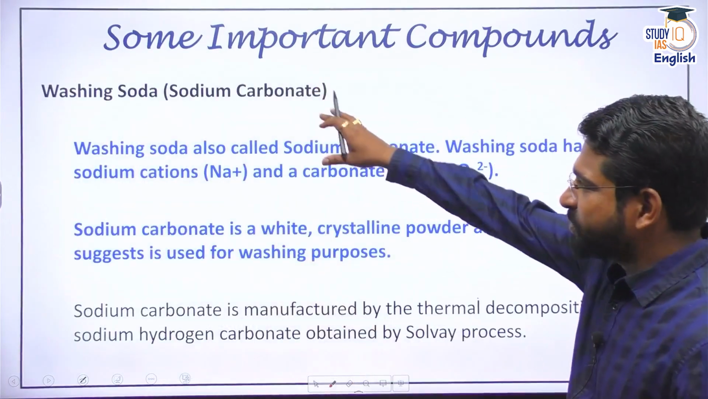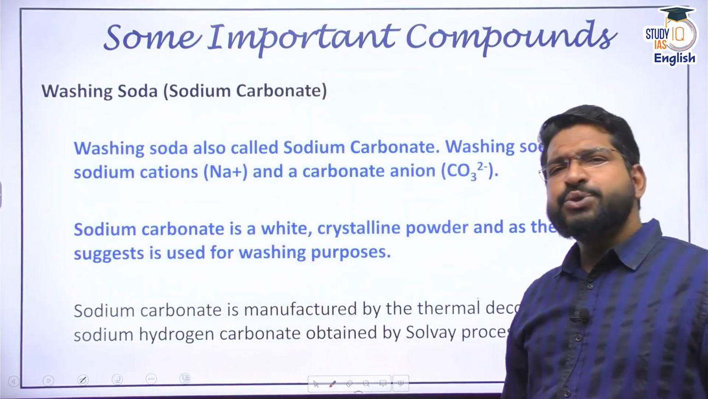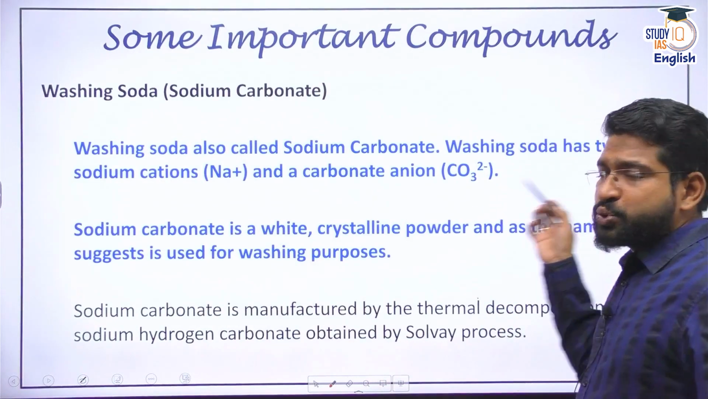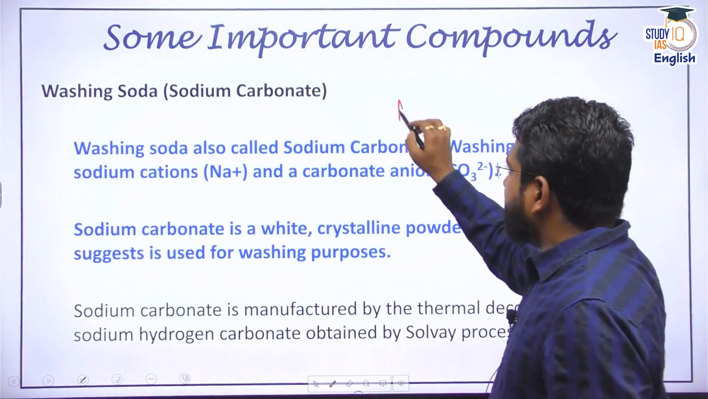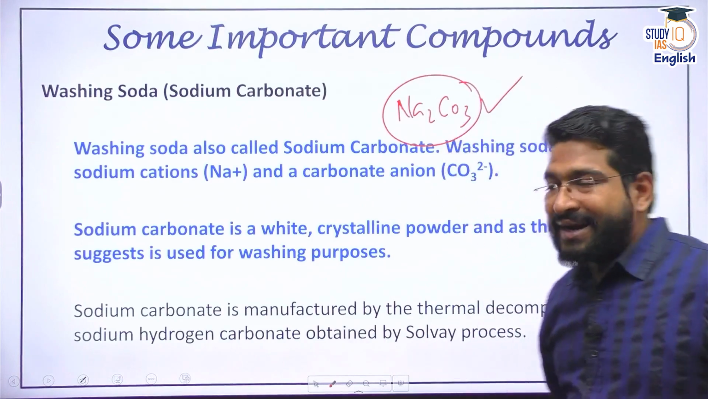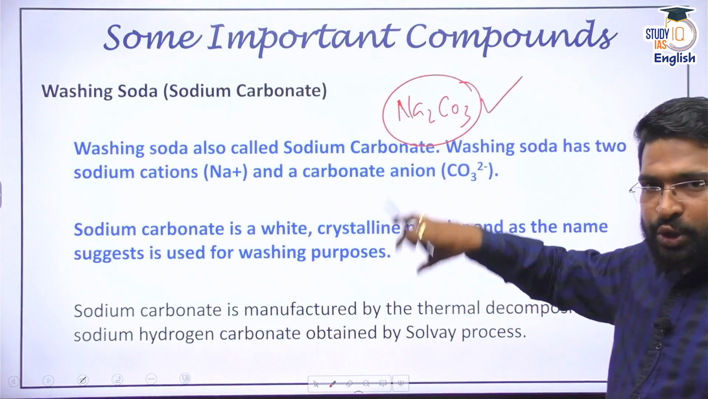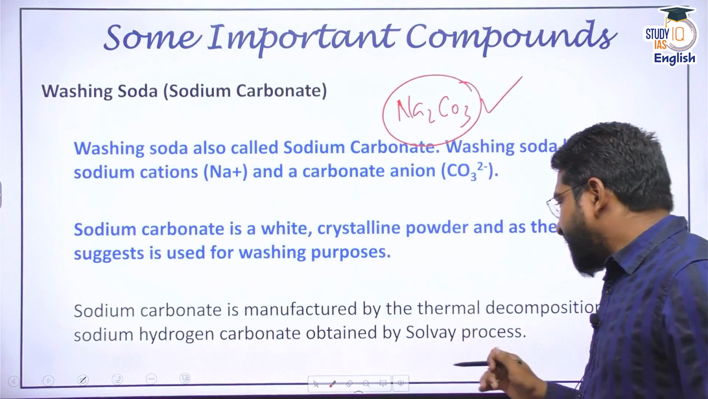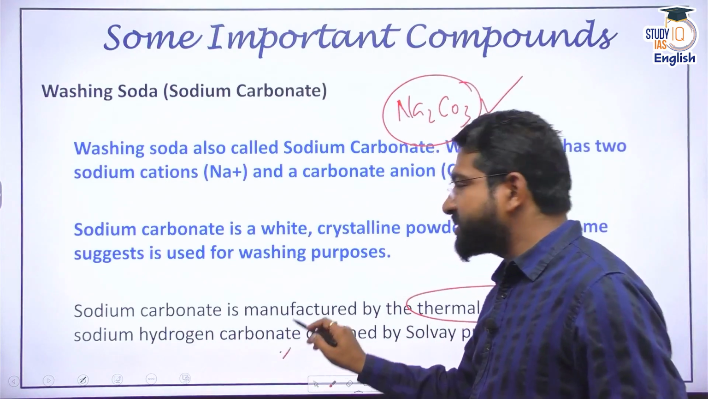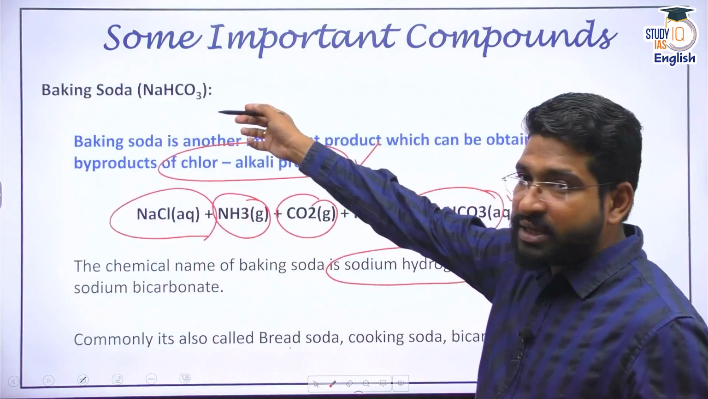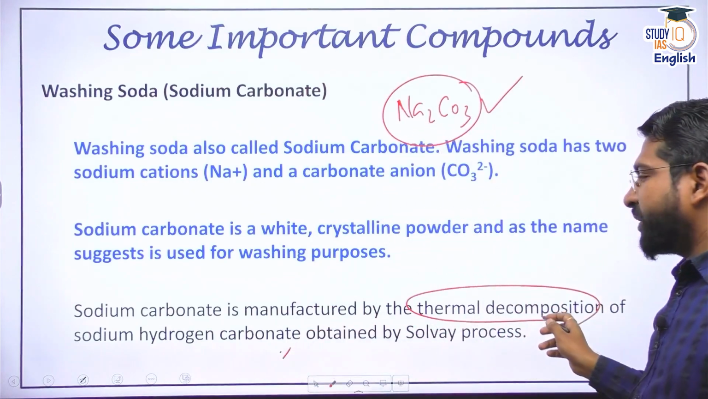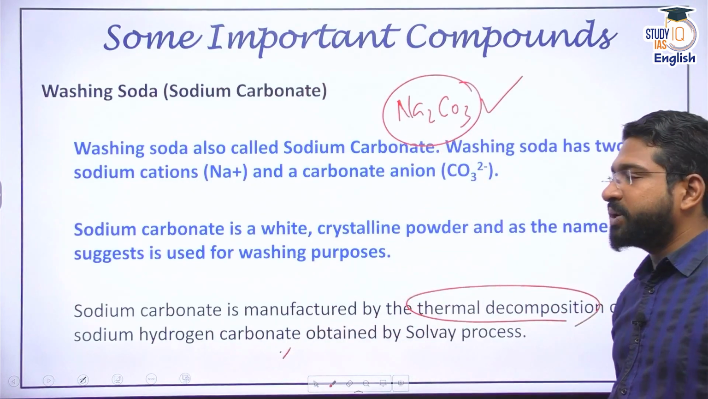Apart from baking soda, we also have washing soda. Washing soda is sodium carbonate. It has two sodium ions and a carbonate ion, that is Na2CO3. It is white, it is crystalline, and it dissolves in water. It is manufactured by thermal decomposition of sodium hydrogen carbonate itself. That means it is basically produced from baking soda, NaHCO3. When you thermally decompose it, you get sodium carbonate or washing soda.